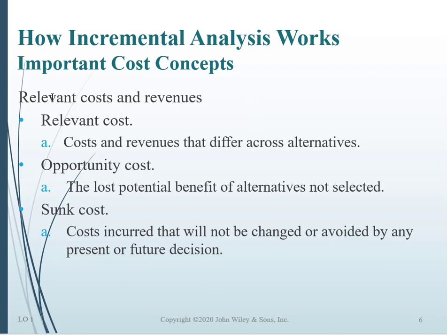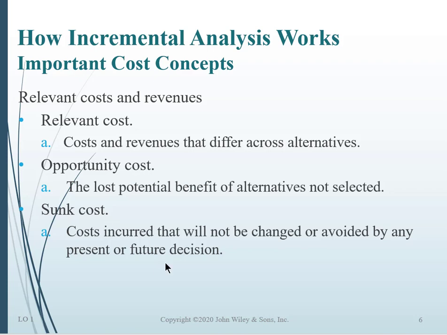So what are we looking at? For relevant costs, you're looking at the costs and revenues that differ. What is different between the two? Opportunity cost: if I do project A, am I giving up something in project B? I need to look at opportunities that might be lost by choosing between different projects.